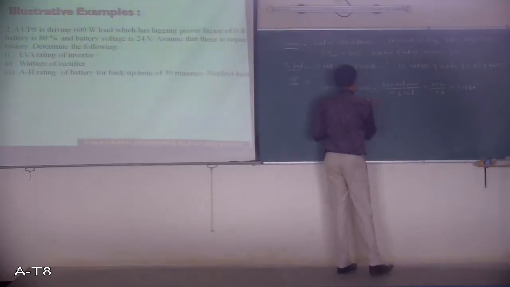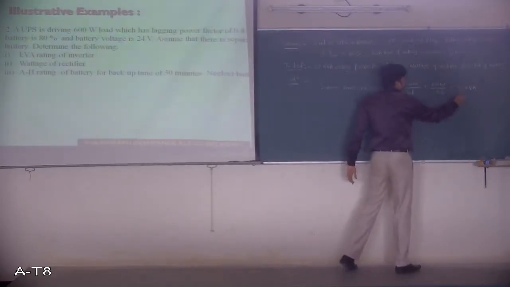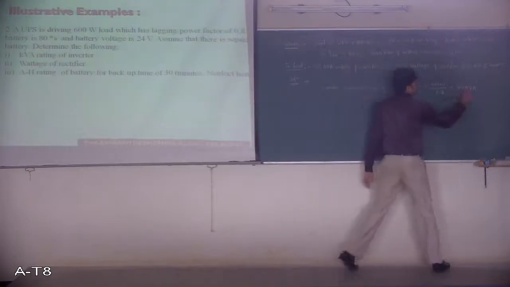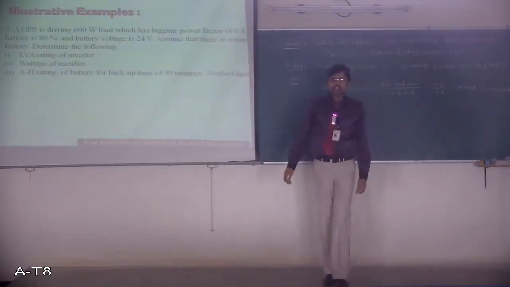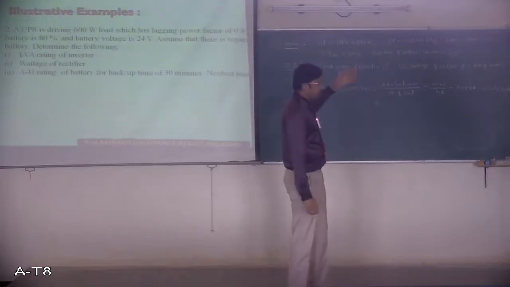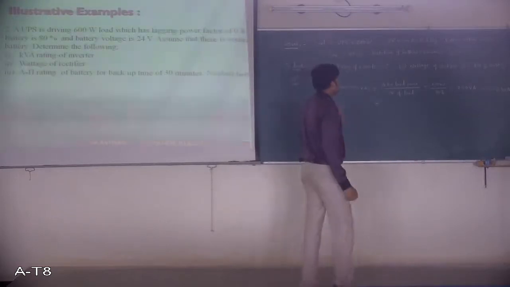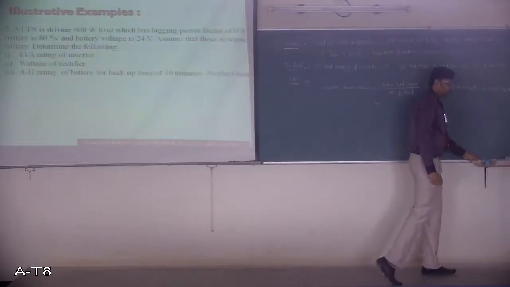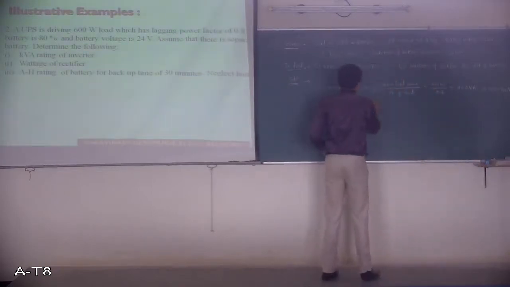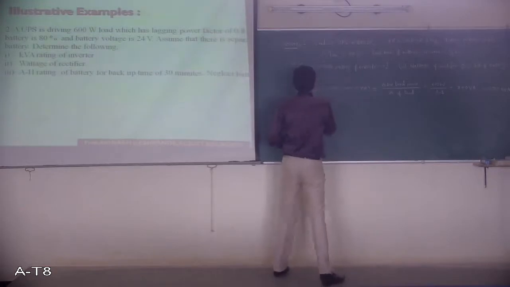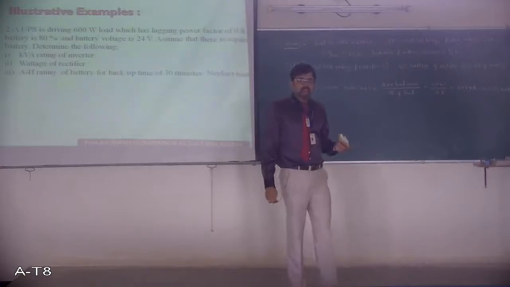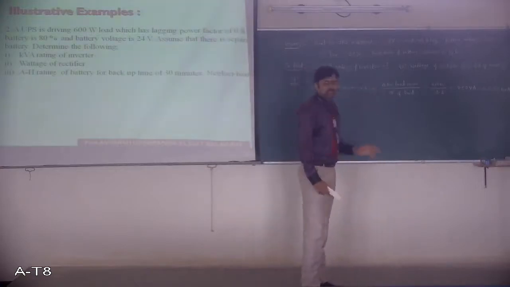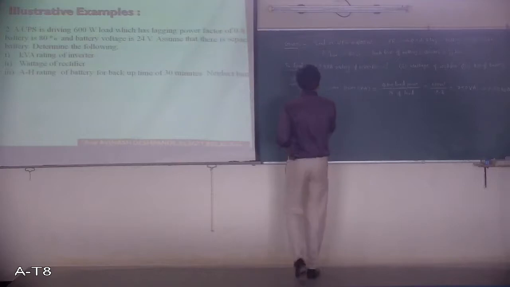And if I convert this into KVA, 750 divided by 1000, this will be equal to 0.75 kVA. So that will give us the inverter output in terms of KVA. So this is the sizing of the inverter. The first parameter we have calculated, the KVA rating of the inverter, is 0.75 KVA. Very simple it is.